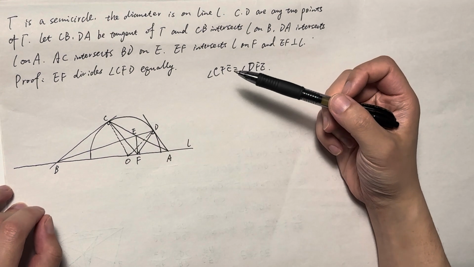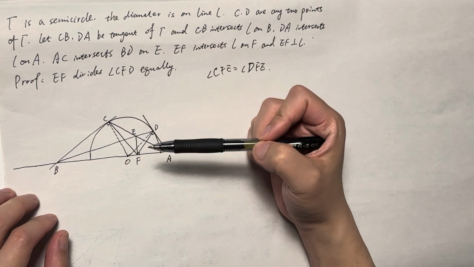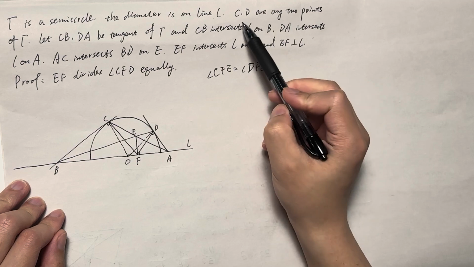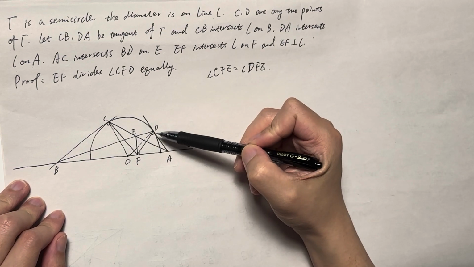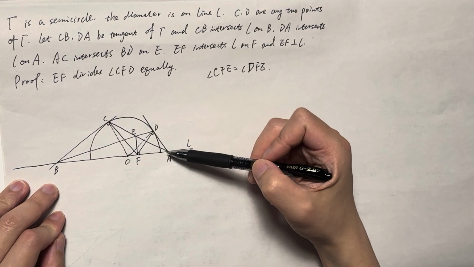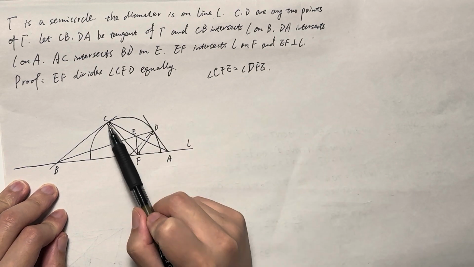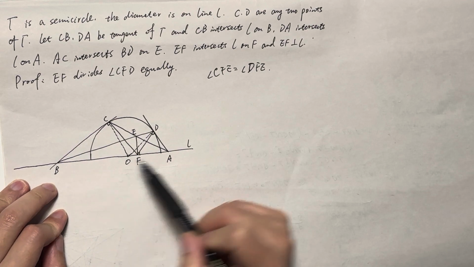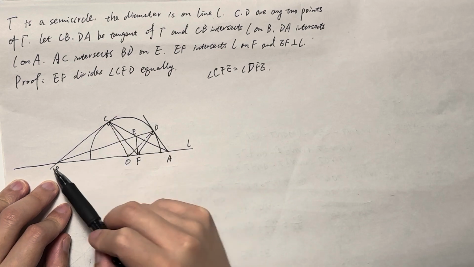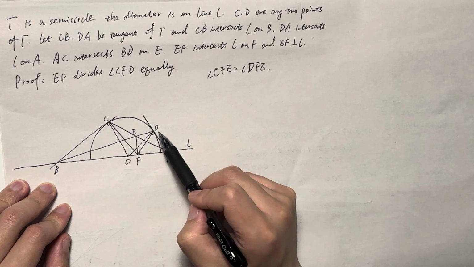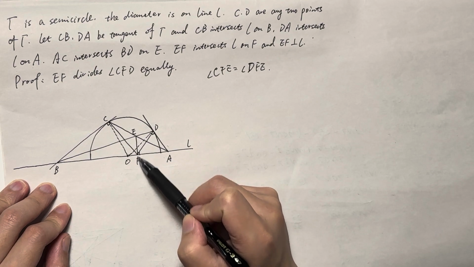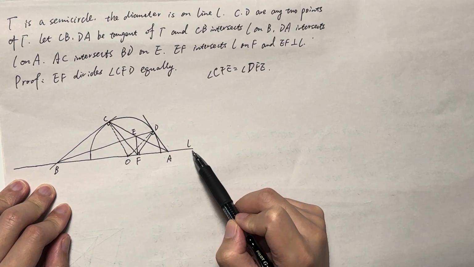Let's see the problem. Tau is a semicircle. The diameter is on line L. C and D are any two points of tau. Let CB and DA be tangents of tau, where CB intersects L at B and DA intersects L at A. AC intersects BD at point E. EF intersects L at F, and EF is perpendicular to L.